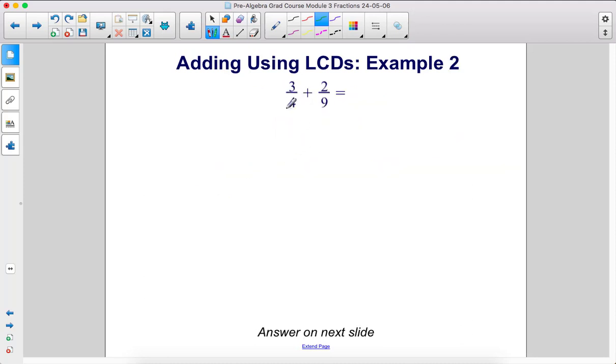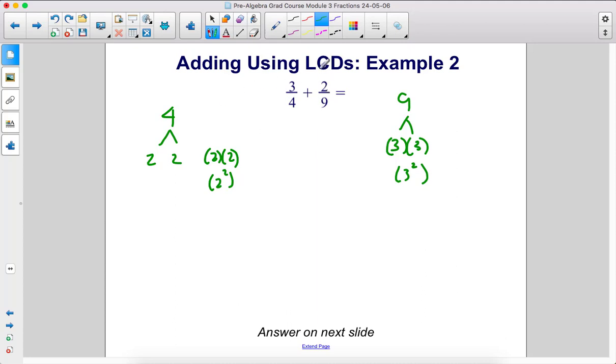Add 3 over 4 plus 2 over 9. So we need to find the lowest common denominator. We're going to take that 4 and make a factor tree, we get 2 and 2. So we have 2 times 2. For 9, we have 3 times 3. Remember, 2 times 2 is actually 2 squared. Over here we have 3 squared.